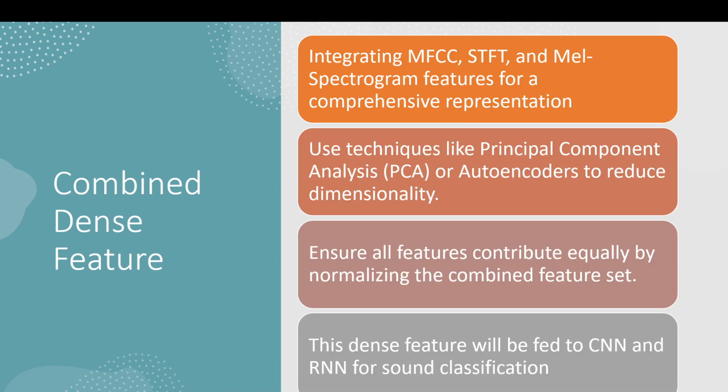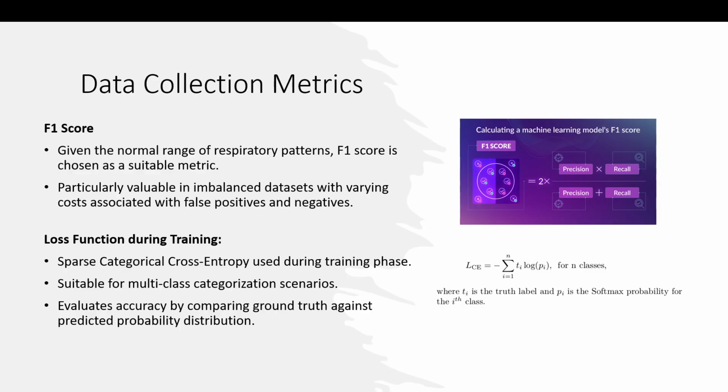So what we're essentially doing after this is we're also going to combine all these three feature sets into a dense feature. To do this, we'll utilize techniques such as PCA to reduce the dimensionality. We will also ensure all features contribute equally by normalizing the combined feature set. This dense feature set will be fed to CNN and RNN for sound classification.